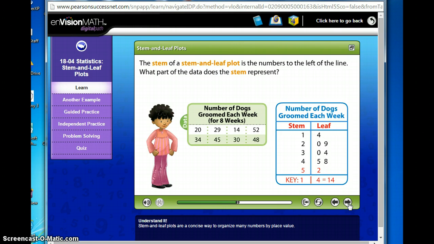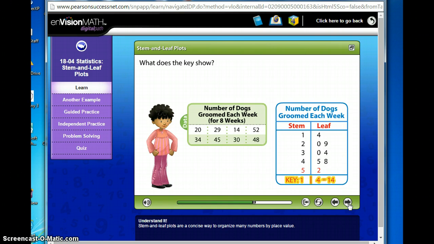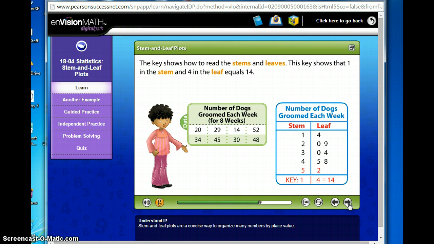The stem of a stem and leaf plot is the numbers to the left of the line. What part of the data does the stem represent? The stem represents the tens digit. The tens digit of each data value forms a stem. What part of the data does the leaf represent? We've already said it represents the ones place. The leaf represents the ones digit. The ones digit of each data value forms a leaf. What does the key show? The key shows how to read the stems and leaves. This key shows that 1 in the stem and 4 in the leaf equals 14.